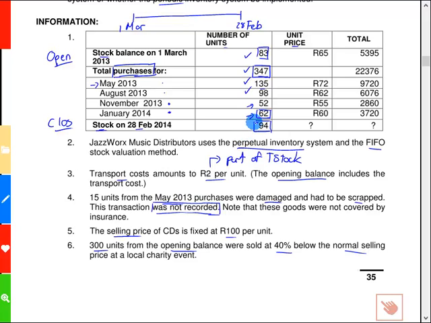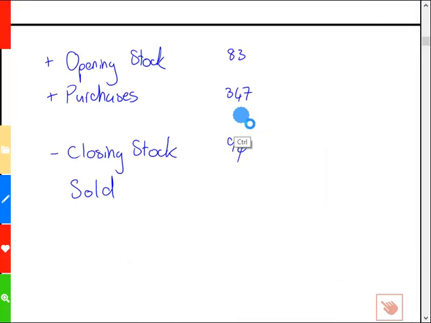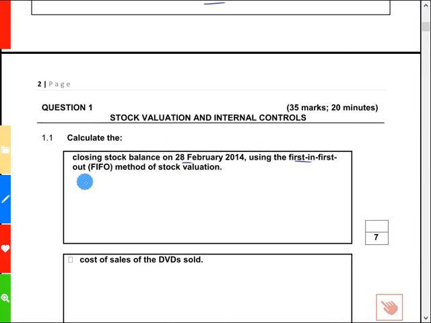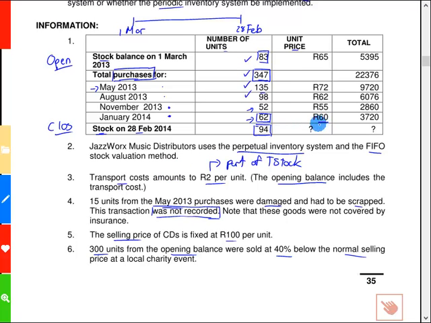Because we're looking to get the value of 94 units. We've already taken 62. How many do we need to take from November? 32, exactly. So that's what we're going to do. Keep going to that answer here. So we're going to take 62, and the value of those 62 units is 60 Rand per unit.